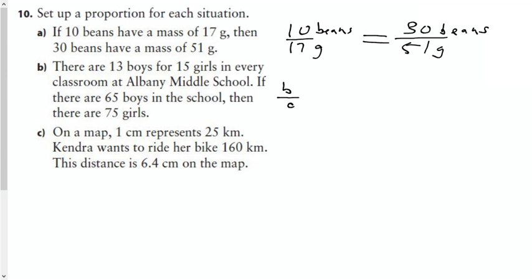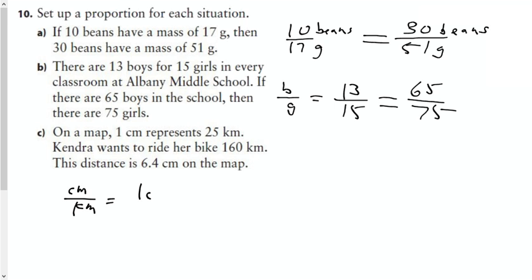So for boys to girls, I'm going to first put down my letters to make sure I put the right numbers in the right places. 13 boys to 15 girls is proportional to 65 to 75. That's my answer for the second one. And for the third one, centimeters to kilometers. 1 centimeter represents 25 kilometers on a map. So therefore, 6.4 centimeters on a map will equal 160 kilometers. There's my proportions.